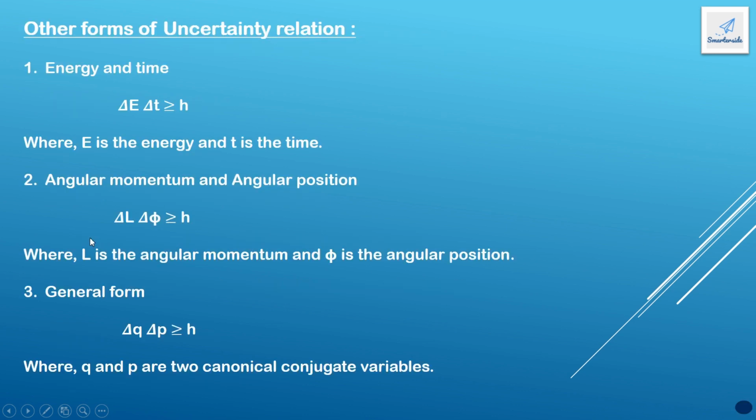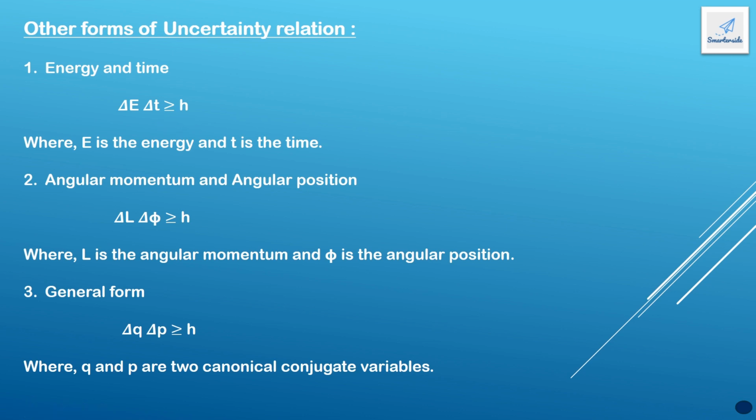So here what we are doing is, we are just changing the pair of canonically conjugate variables. Earlier when we were discussing the statement, we were talking about position and momentum. Here let us talk about energy and time. So these two are canonical conjugate variables. Therefore we can write the uncertainty relation as delta E into delta T, which is greater than or equal to h. And as you all know, E is the energy, T is the time, and h is the Planck's constant.